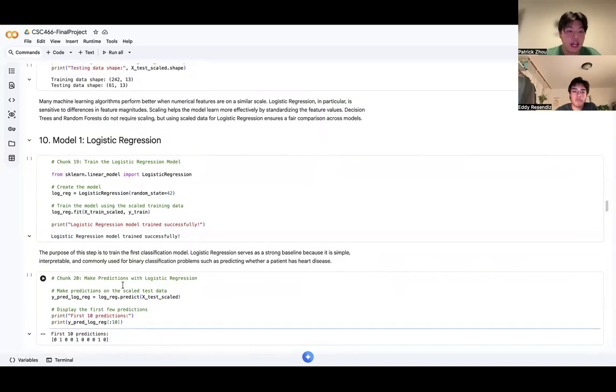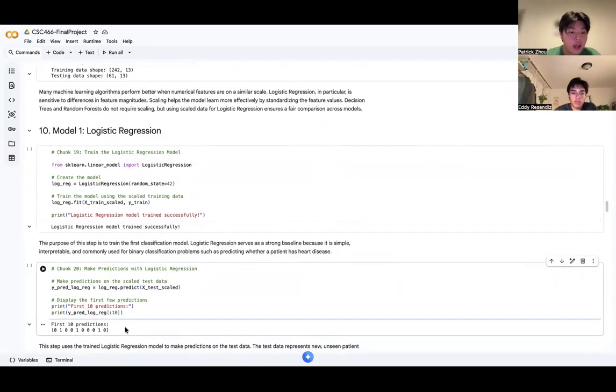Okay, and next we're going to make predictions with our logistic regression. This step uses the trained logistic regression model to make predictions on the test data. The test data represents new, unseen patient records, so this helps us evaluate how well the model performs outside of the training set. So here we have printed out our first 10 predictions.